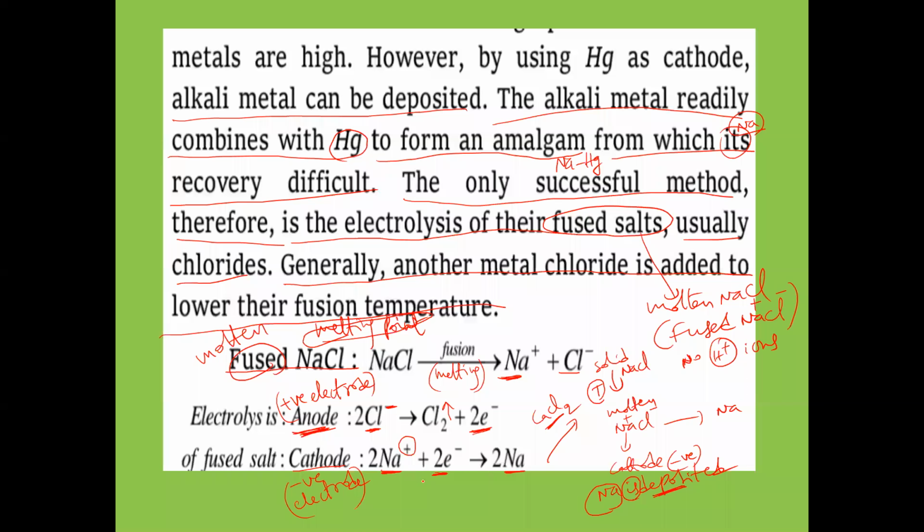Here gain of electrons is called reduction. So at cathode, reduction will take place. And at anode, the 2 Cl- ions are losing electrons. The loss of electrons is called oxidation. So at anode, always oxidation will take place.